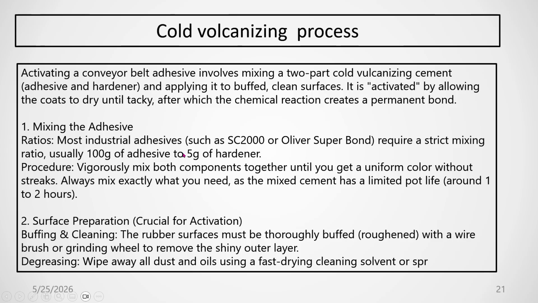Normally for this type, such as AC 2000 or Oliver Super Bond, it is 100 adhesive and 5 hardener. These two you have to mix vigorously, and then apply it. Its pot life will be only around 1 to 2 hours. Once you mix and apply, you have to join the two belts up and down immediately, otherwise after 2 hours it will harden and you cannot join it. Surface preparation means the rubber surface must be thoroughly buffed.